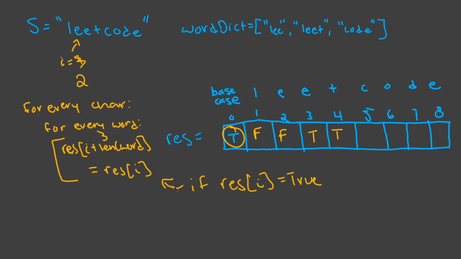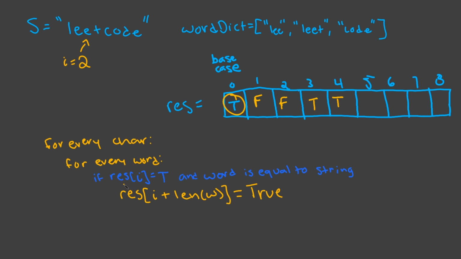So let me edit the pseudocode so it looks a little neater. So now the if statement is, if our result at our current iteration is true and the word is equal to the string, then we want to set the result at I plus the length of the word we looked up equal to true. And the reason we just set it equal to true is because result at I is already going to be true, so I feel like it's a little redundant to set it to that. Might as well just do it directly.